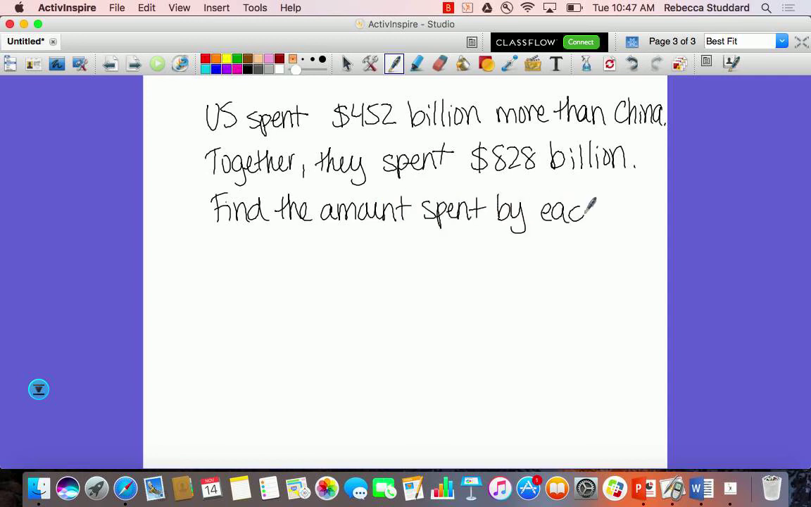So what are we looking for? What are going to be our variables, X and Y? What are the two things we're looking for? The amount spent by the U.S. and the amount spent by China.